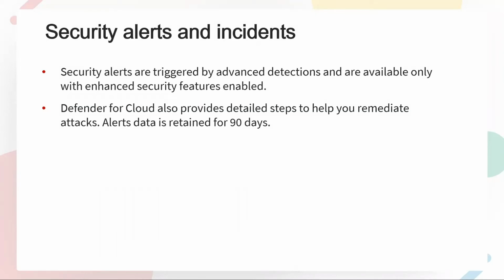So basically for people who are new to security alerts, security alerts are triggered by advanced detections and are available only with enhanced security features enabled. Let's take one step back. I'll give you an example. Domain admins, 5-time login failures. An alert is thrown up. That is basically notifying the respective people or group of people, hey, this has happened to one of your privileged users. So that is alerting.